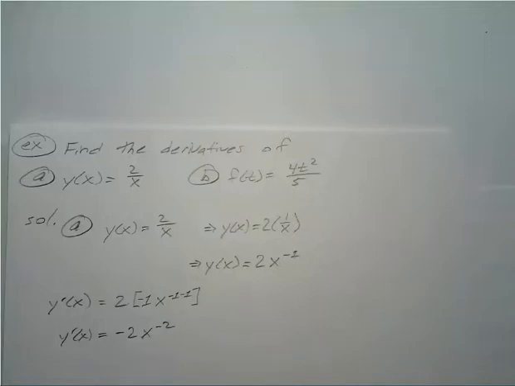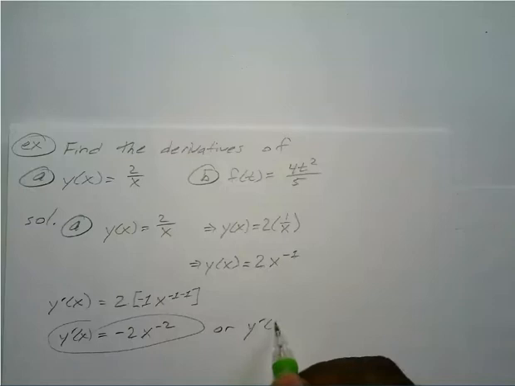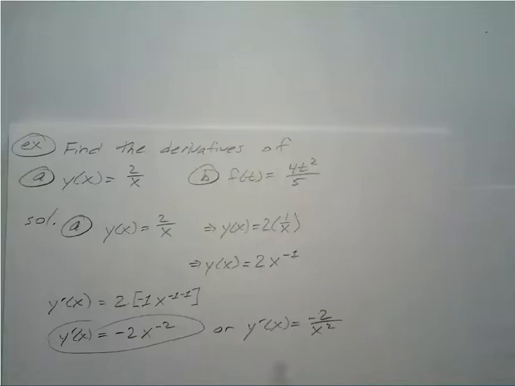negative 2 power. Okay, so remember, if you have a constant already in front, and you bring one down, you just multiply them. So you could have just gone, when you bring down that negative 1, negative 1 times 2 is negative 2. This is just showing you the steps. Okay, so you have this as your answer, y prime of x is equal to negative 2 over x squared.